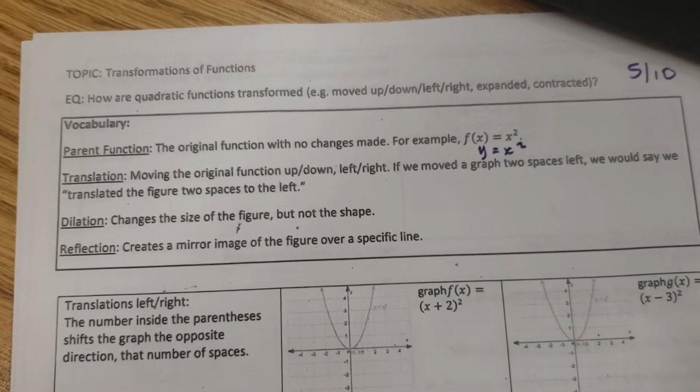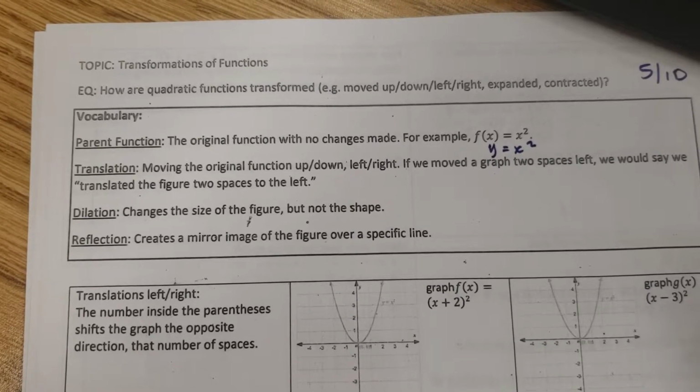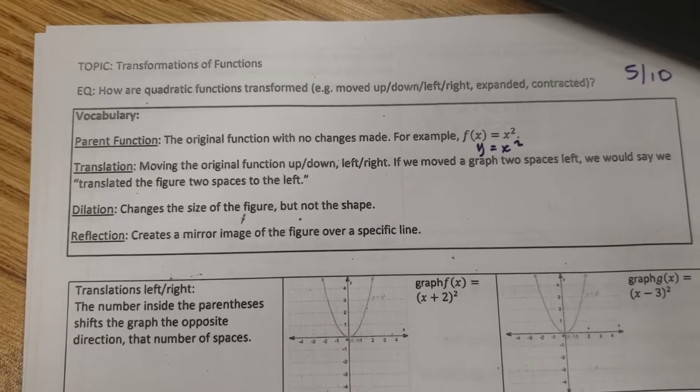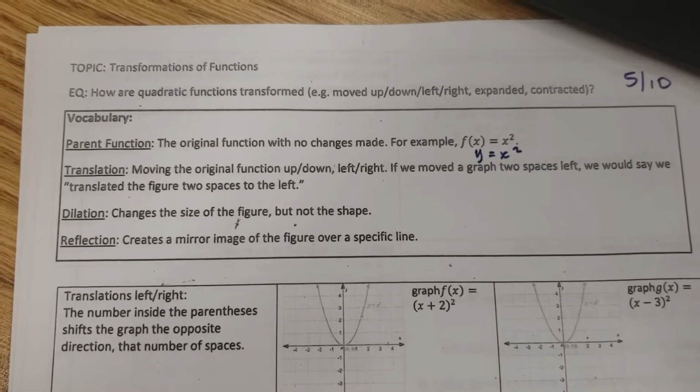So translation, you might have heard this called like a slide, is when we move the original function up or down, left or right. If we moved a graph, say 2 spaces to the left, we'd say that we translated the figure 2 spaces to the left.